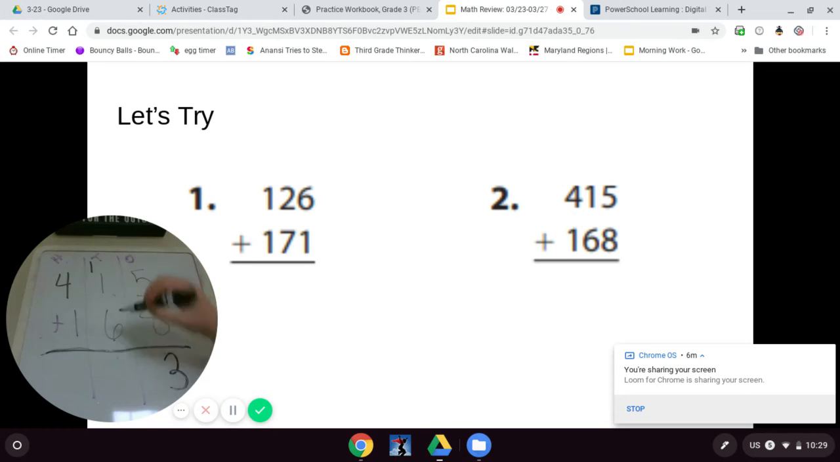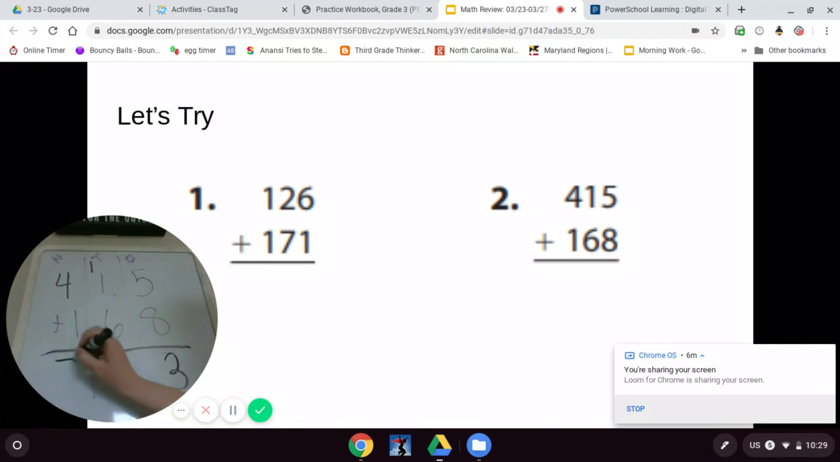I know 2 plus 6 is going to be 8. I don't need to regroup at all because I just have 8 tens. I didn't make 10 tens here. 400s plus 100 is going to give me 500. I now know my solution is 583. Alrighty, are you ready for a little more challenge?